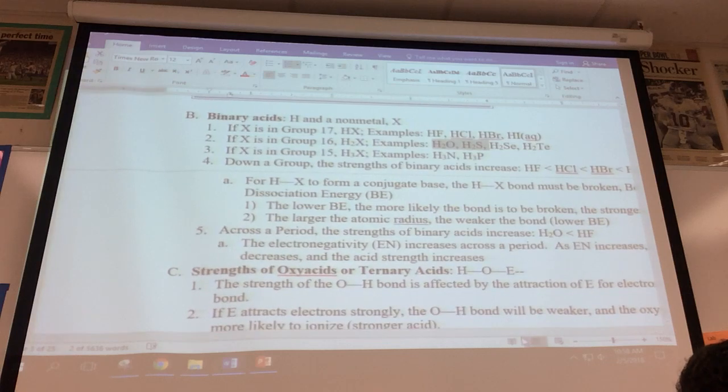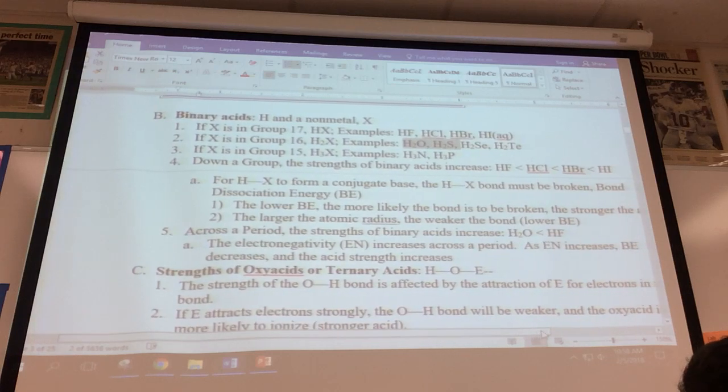Is hydronitric acid common? No. Down a group, the strengths of the acids are going to increase, and this is based on the radius. In order for this entity to dissociate, the HF bond or the HCl or HBr or HI bond has to be broken. The more readily that bond is broken, the stronger the acid.